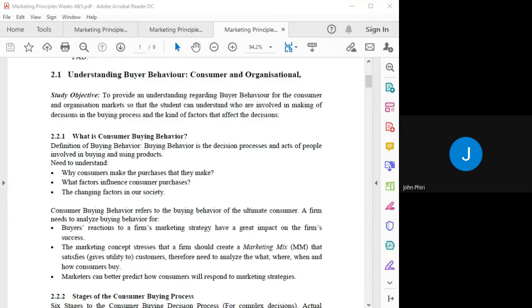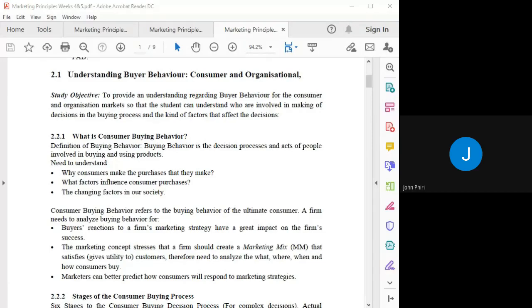This is where you see those people that we said participate in our decision making. They can even trigger those needs.